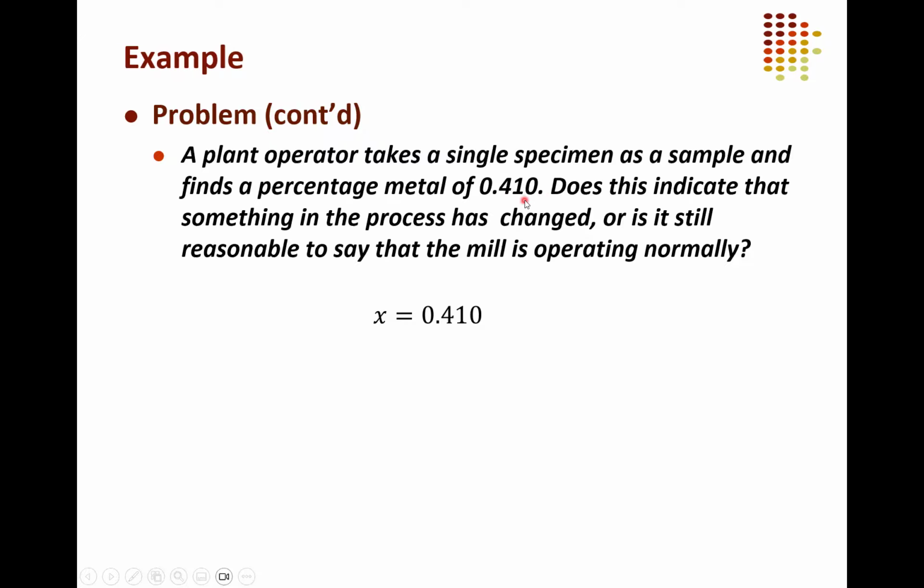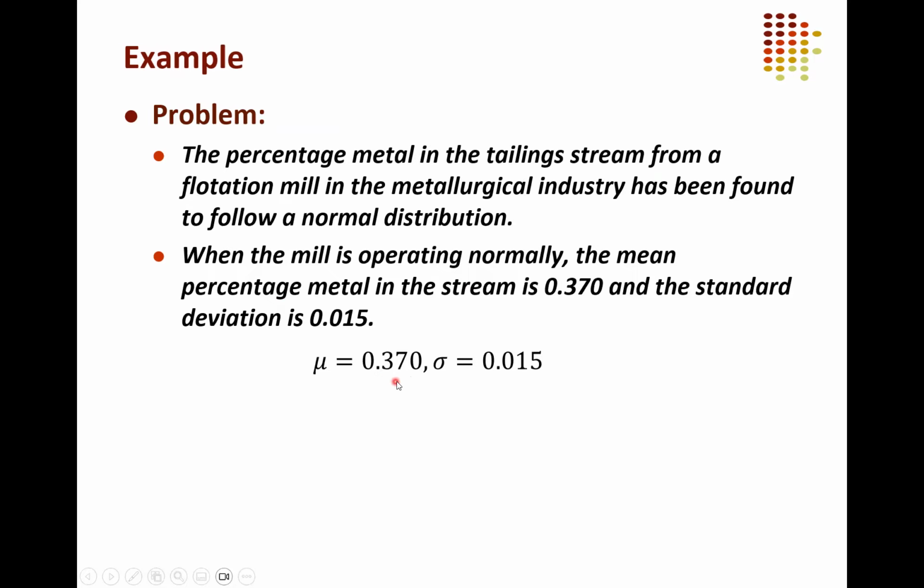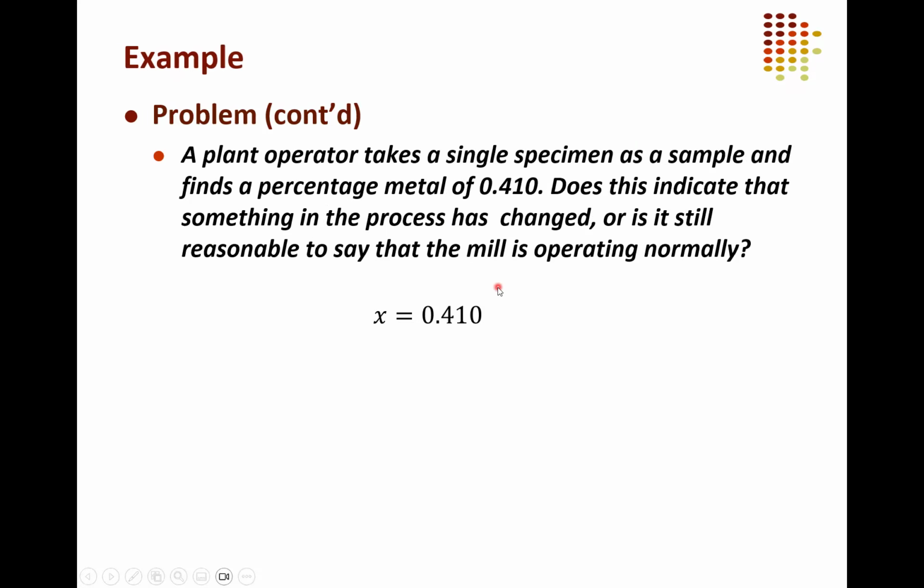Now, a plant operator takes a single specimen as a sample and finds a percentage metal of 0.410. So it's a higher value than this mean. Does this indicate that something in the process has changed, or is it still reasonable to say that the mill is operating normally? We have just one observation, so we will see its scale of variation.